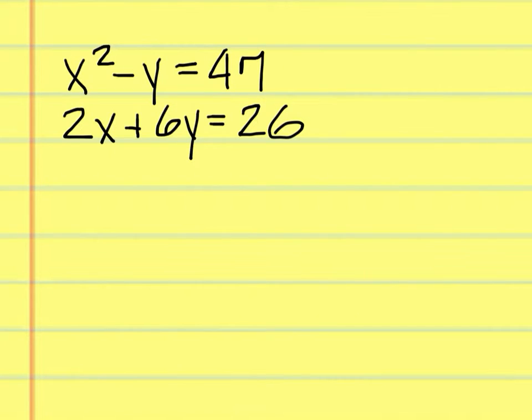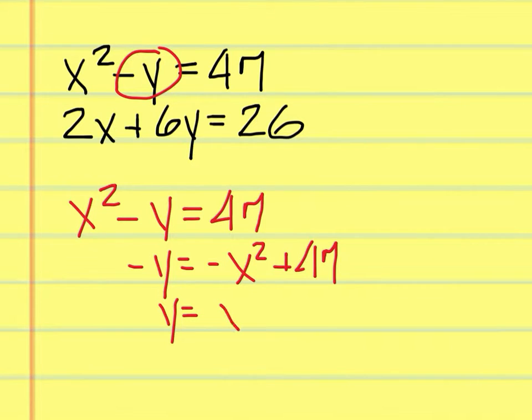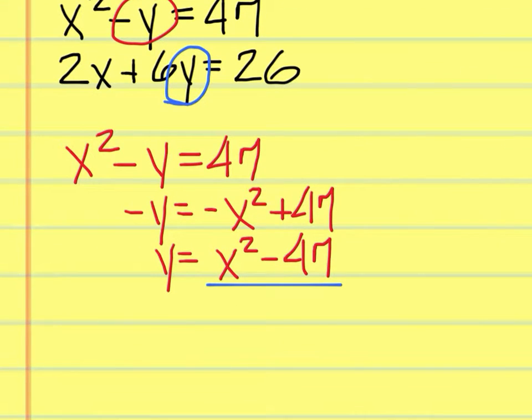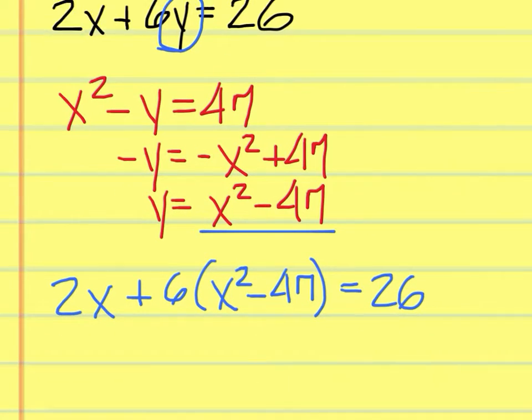For this one, it looks like this would be the easiest to deal with. So x squared minus y equals 47. Keep the minus y where it's at. Move the x squared to the right. Divide everything by -1. And then insert this into the other equation for y in this spot. When you do that, you have 2x plus 6 times x squared minus 47, and you're setting that equal to 26.